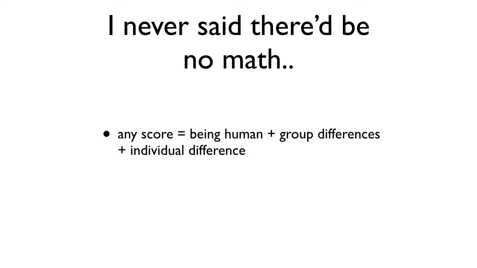So there's a base level of being human, and then you go up or down depending on who you are, and you go up or down depending on what group you're in. Okay? So we can actually express that mathematically as x equals mu plus tau plus epsilon. Mu is the grand mean, where everybody starts. Tau is the treatment effect.